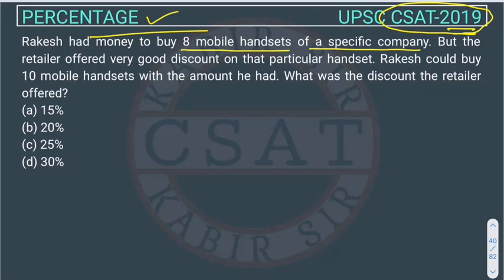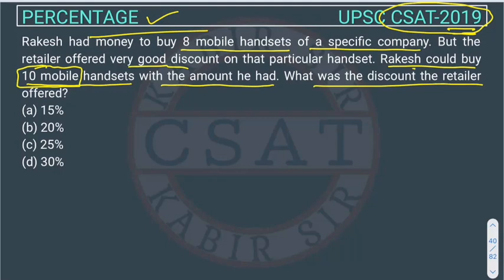But the retailer offered a very good discount on that particular handset. So the shopkeeper gave the discount, and Rakesh could buy 10 mobile handsets. So when the shopkeeper gave him a discount, he was able to buy how many? With the same money, 10 mobiles, with the amount he had. What was the discount? We have to find out how much discount is offered to Rakesh by the shopkeeper, right?